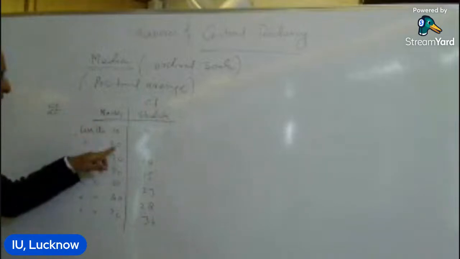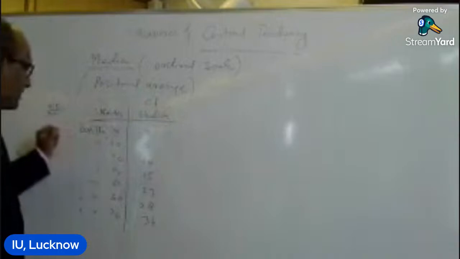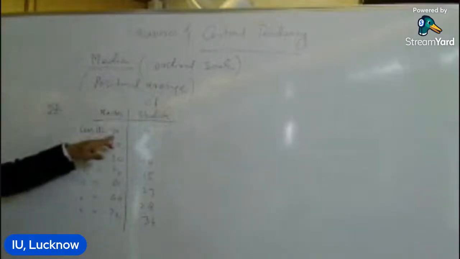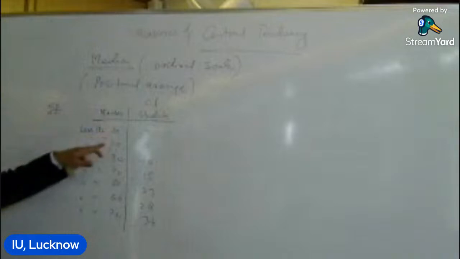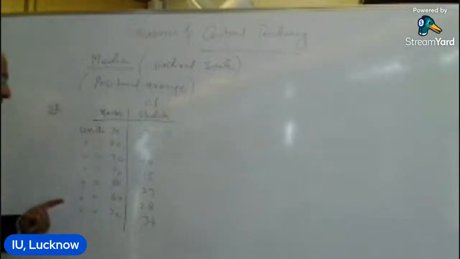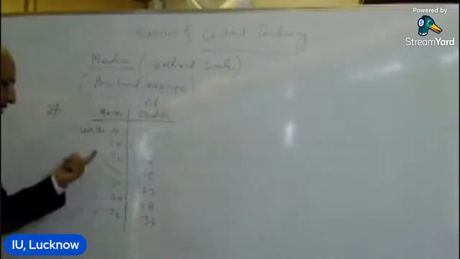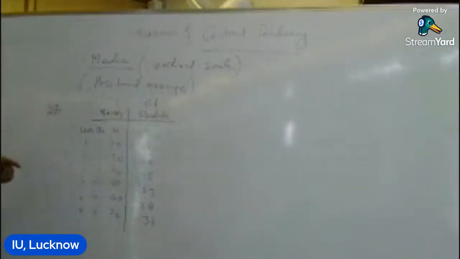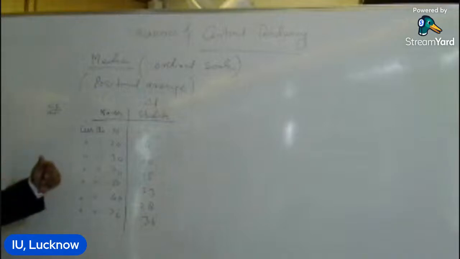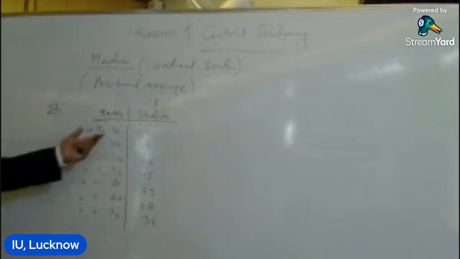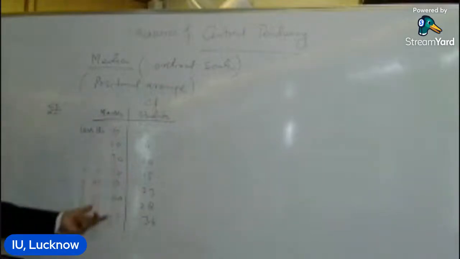Suppose the minimum marks is 0, there is no negative mark. So the minimum value 0, less than 10 means 0 to 10, less than 20 means 0 to 20. 0 to 20 means there is 0 to 10 and 10 to 20. Less than 30 means 0 to 30. It means there is 0 to 10, then 10 to 20, and 20 to 30. So all these are included in the next class interval.